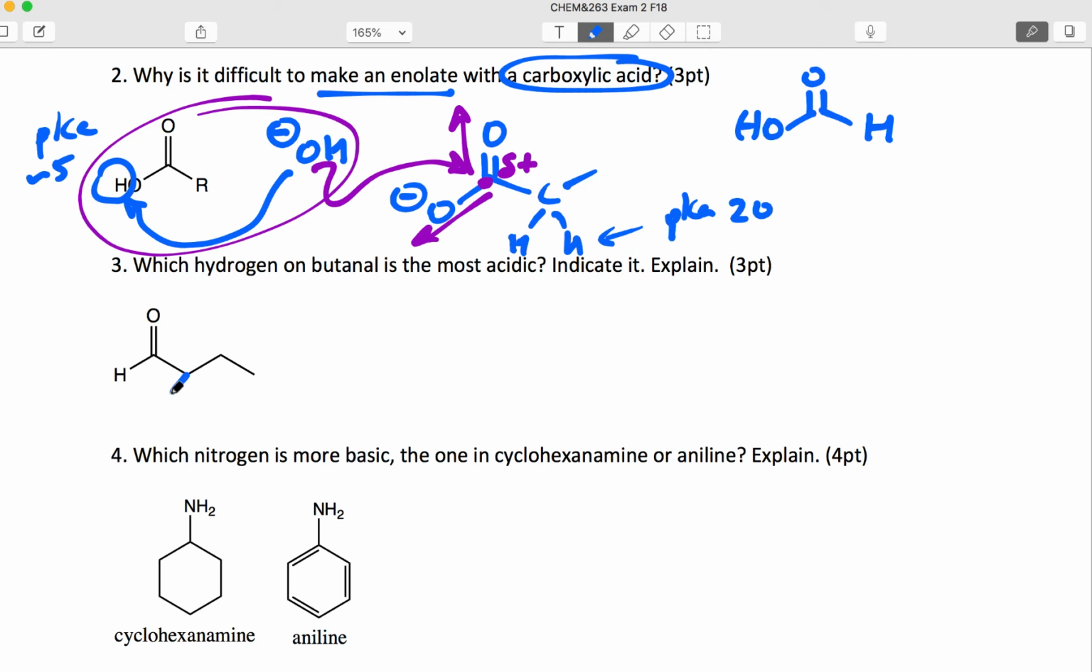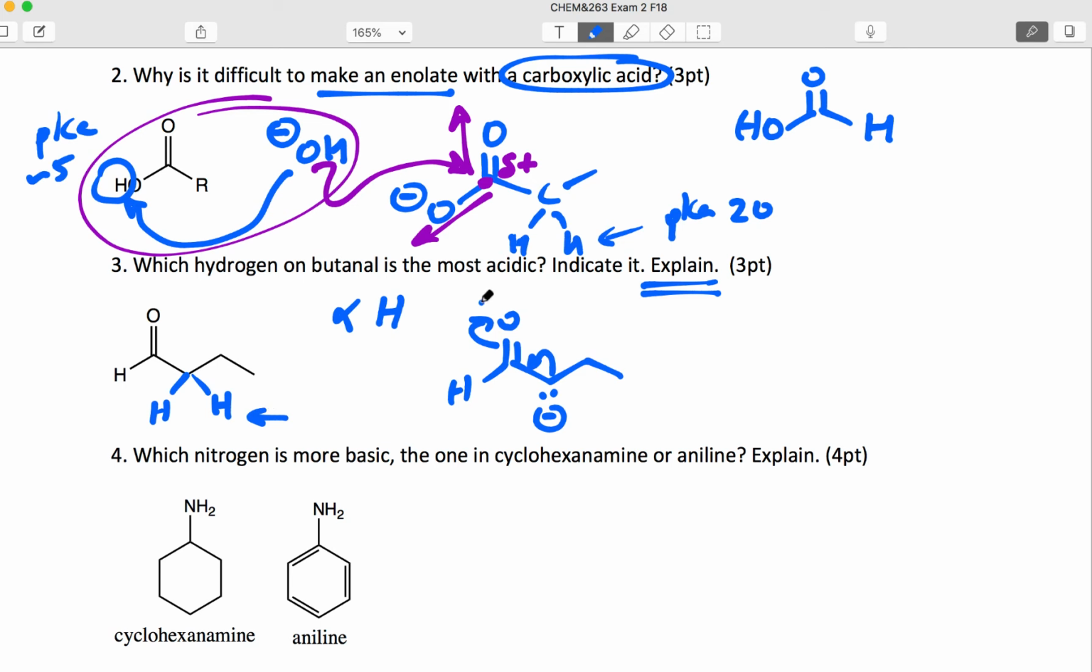Now, almost all of you got this right, which is which hydrogen on butanol is most acidic. So one point to point out is that it's these hydrogens here in blue, which are the alpha hydrogens. But just saying that they're the alpha hydrogens doesn't explain why they're acidic. So I was looking for a very specific answer, which is that the conjugate base is resonance stabilized. Now, if you just said that these hydrogens are resonance stabilized, that's not true. The hydrogens themselves are not resonance stabilized. It's this conjugate base that's resonance stabilized.